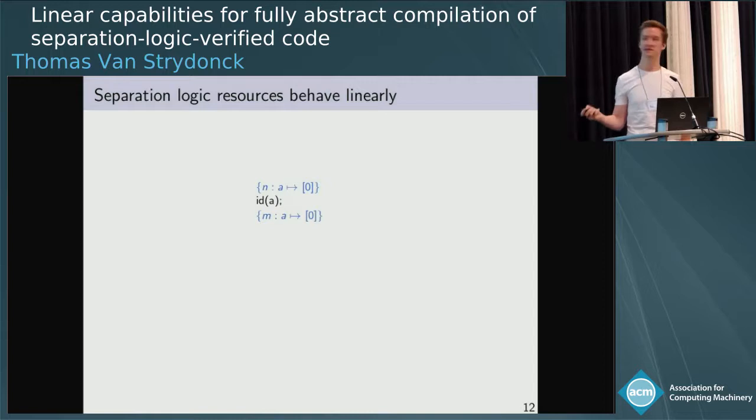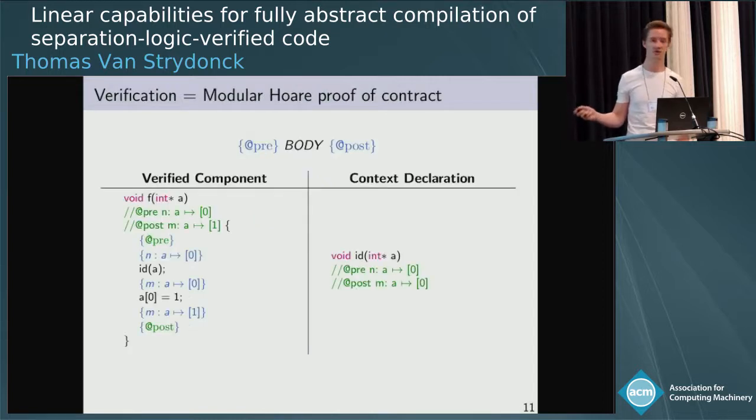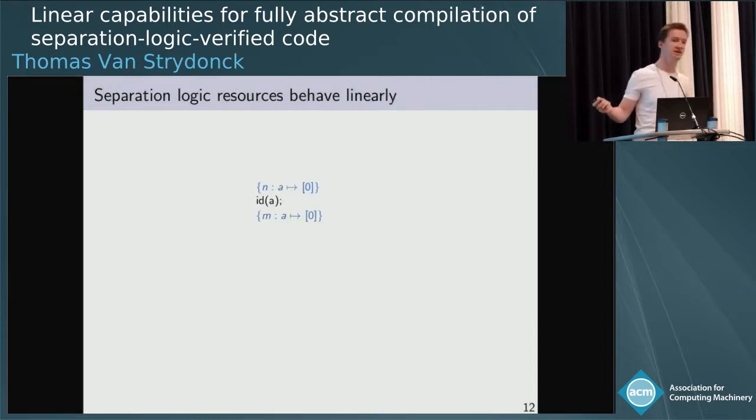If we take a look at the function call we had on our previous slide here, we can see that the resource n is consumed by the call to the identity function because it appears in its precondition, and then after it's produced again.